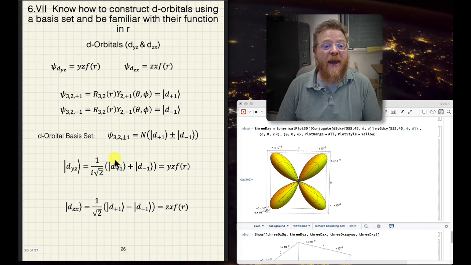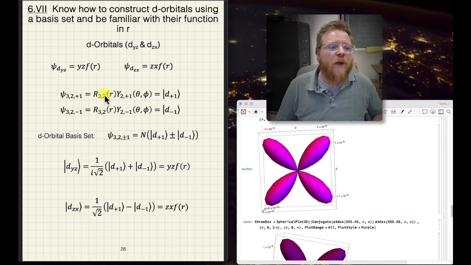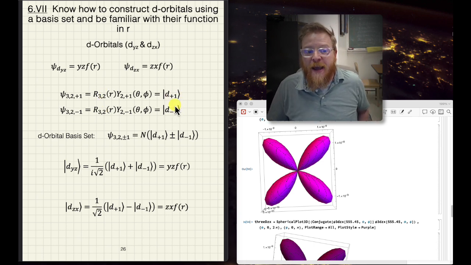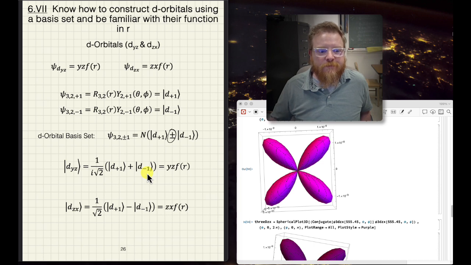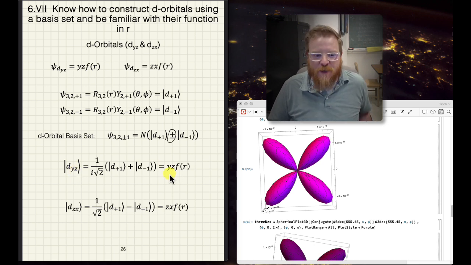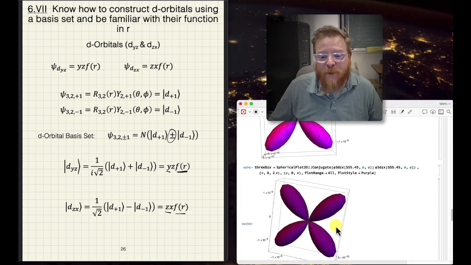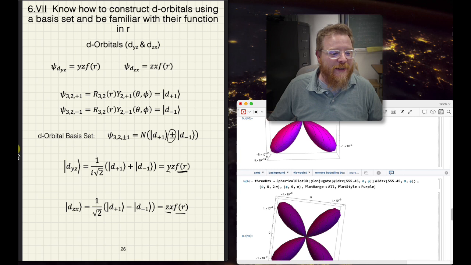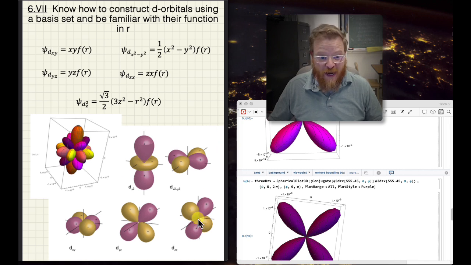So we can do the same thing for the ML plus 1 and ML minus 1 states, which make up the dyz and the dzx, which I have up here. So now similarly, the ML plus 1 and the ML minus 1 wave functions go as the following. We create a basis set with the plus minus possibilities. And when we look at those basis sets and go through the algebra, our dyz, in fact, becomes yz times a function in r, and our dzx becomes zx times f of r, and we get the exact same shapes, albeit with different phase dependencies. So those pictures end up looking something like this, with all of their respective equations and alternating phases.